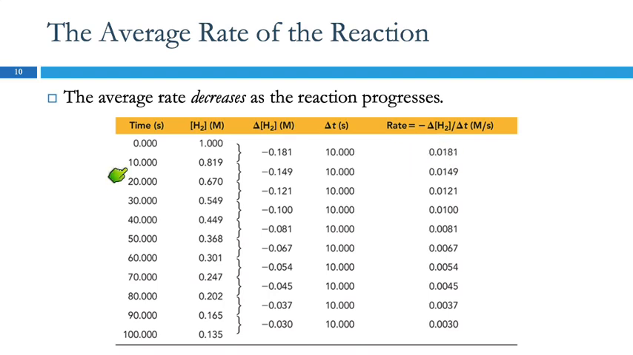And so we can do that for each time period. So this is for this time period from 0 to 10. This one down here is the rate from 90 seconds to 100 seconds. And what we see is that the rate is going down. Does that make sense? It's getting slower and slower and slower. And one of the things we'll be talking about is, why does that happen?